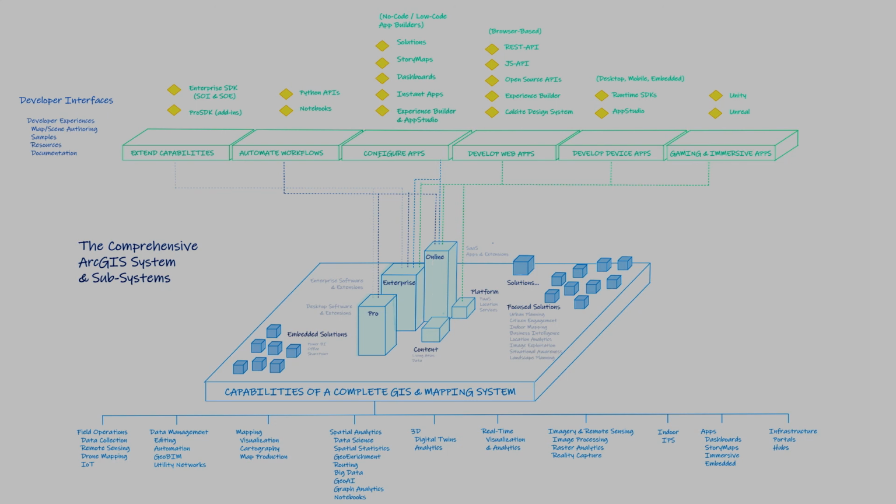Above that, we have a set of products that bundle up these capabilities and make them available in various forms. We've got server, we've got enterprise, we've got Pro, we've got platform, we've got online. But as a developer, you can tap into all of that based on what you want to do. Do you want to build web applications? Or maybe you just want to configure some applications, or you want to build an app for a device, or you want to build an app for a game engine. There is an API that allows you to tap into that set of capabilities.